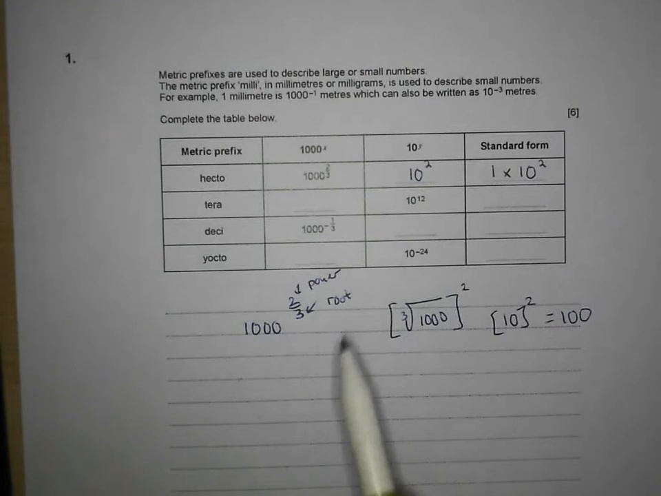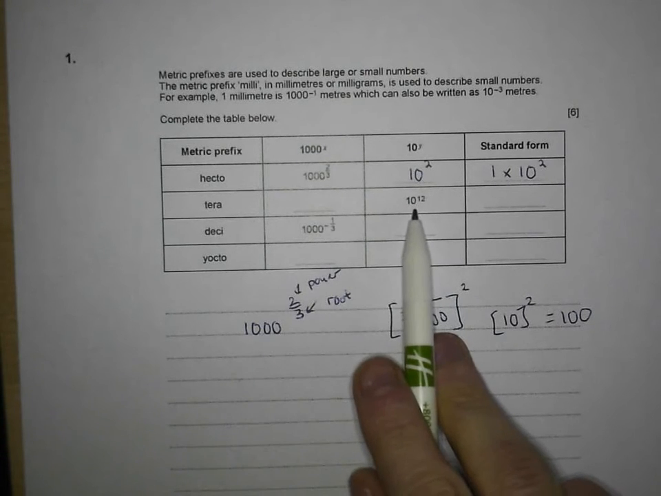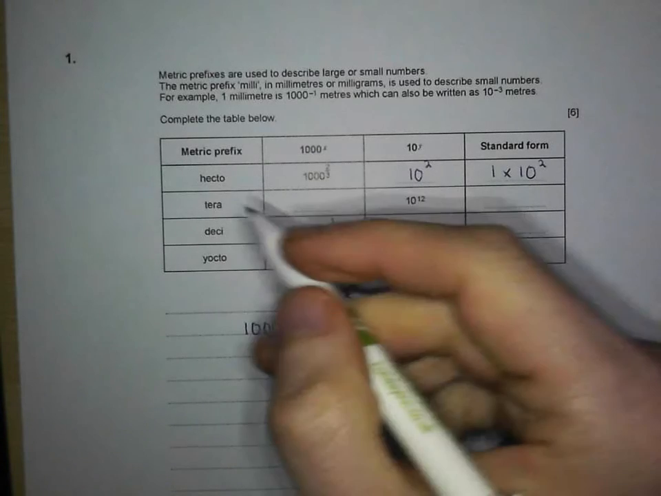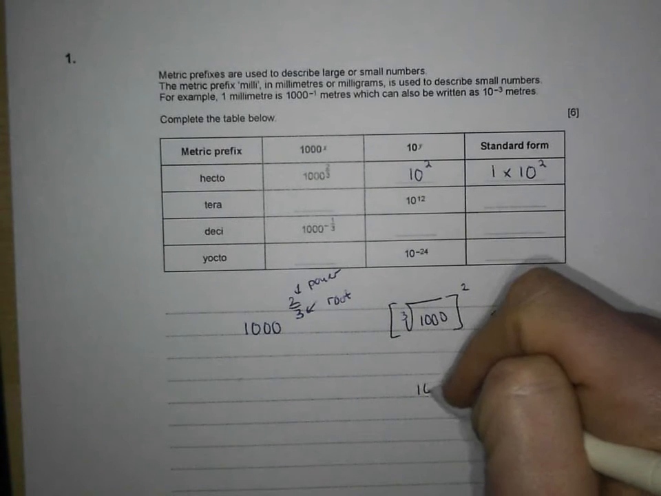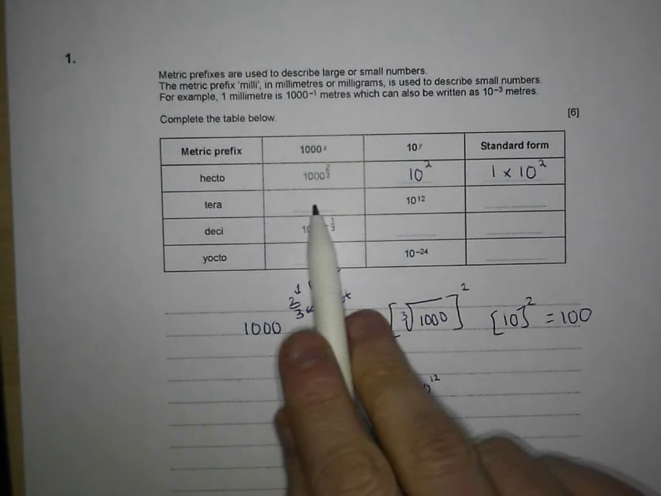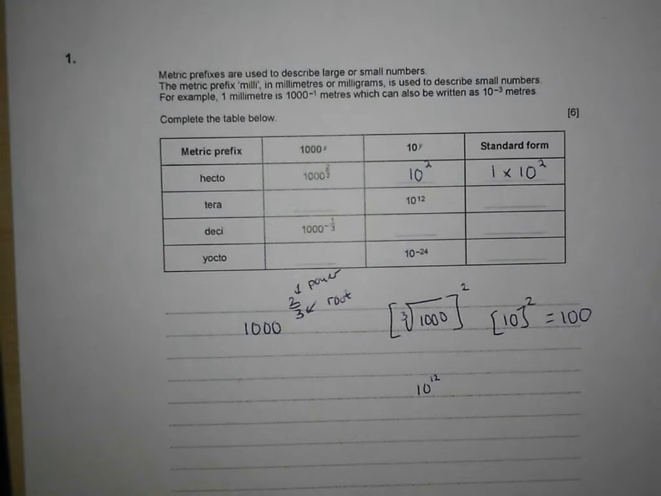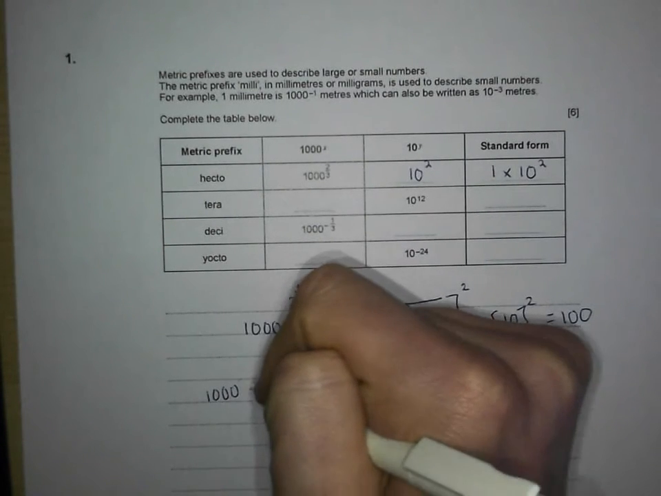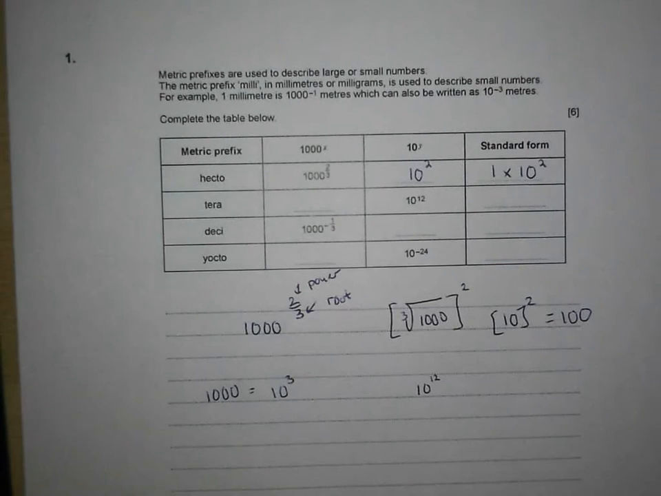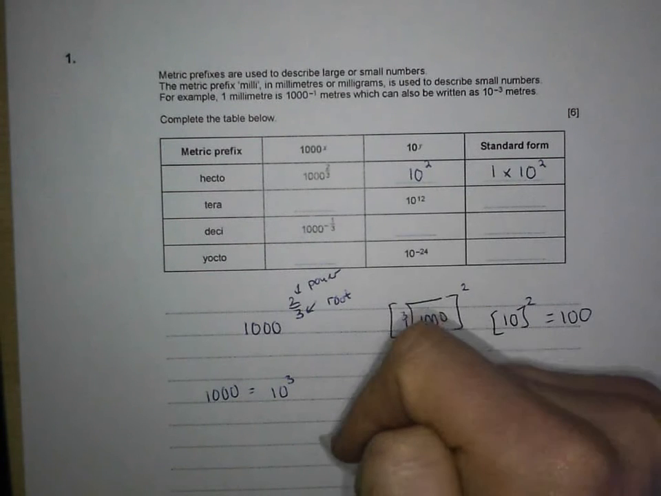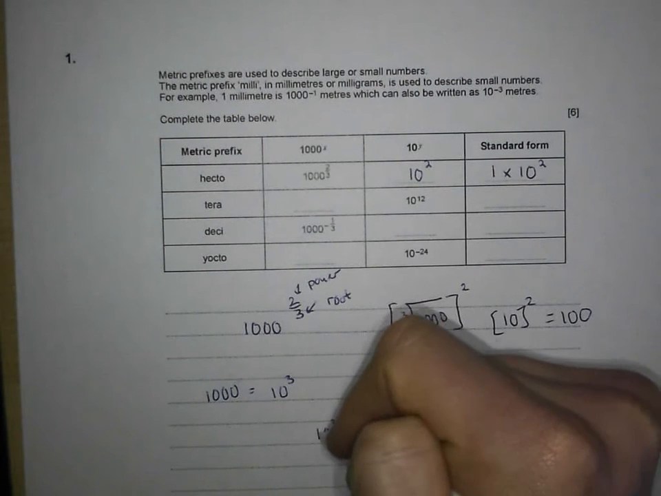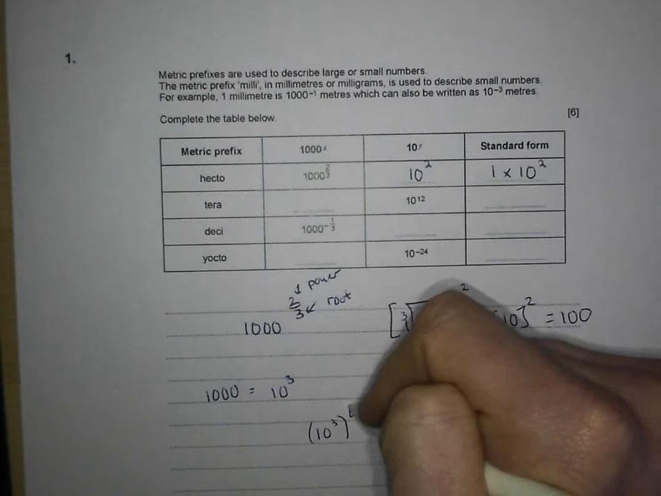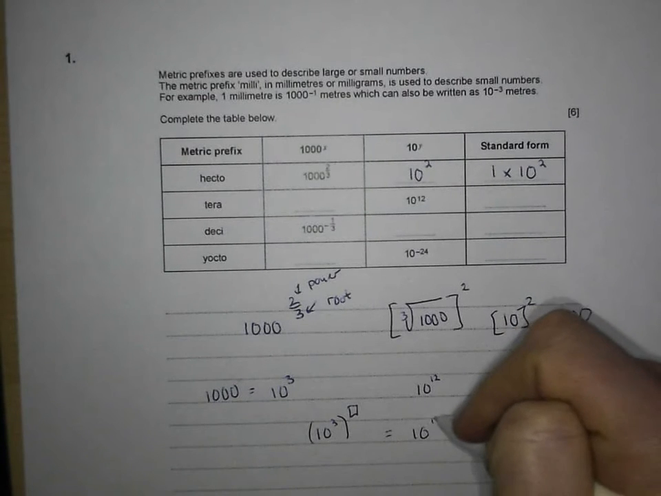Now, what about this second one? I've got 10 to the power of 12 in this middle bit. But what I don't have is the 1,000 to the power of something. Probably the easiest thing to do here is to think of 1,000 as 10 cubed. Because once you've got 1,000 as 10 cubed, you're faced with this: 10 cubed, which is 1,000, to the power of something equals 10 to the power of 12.